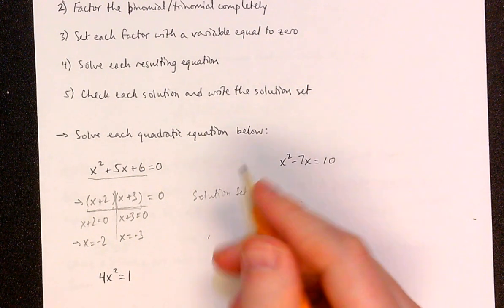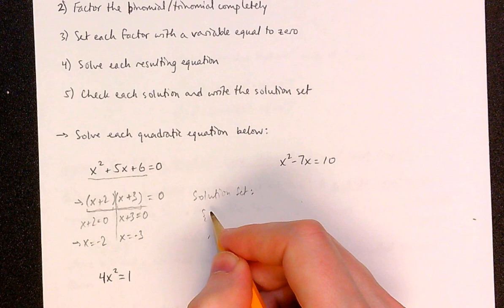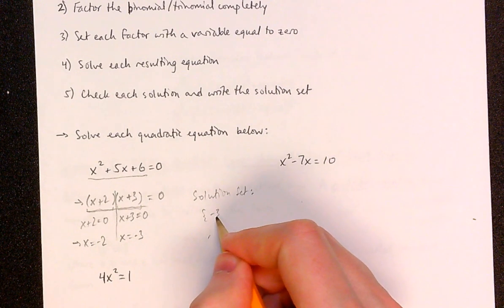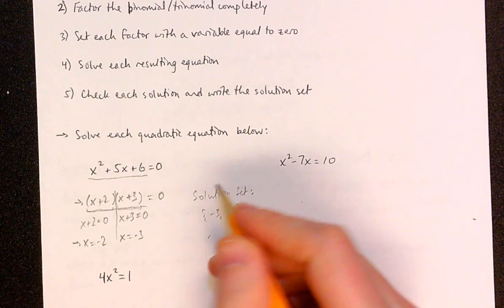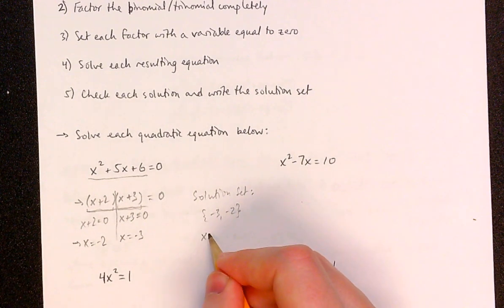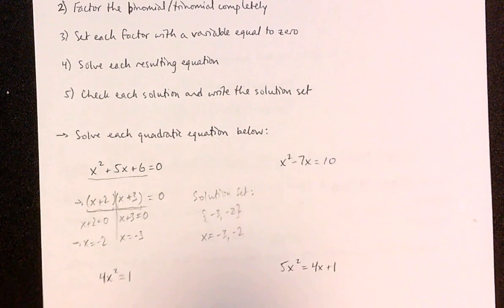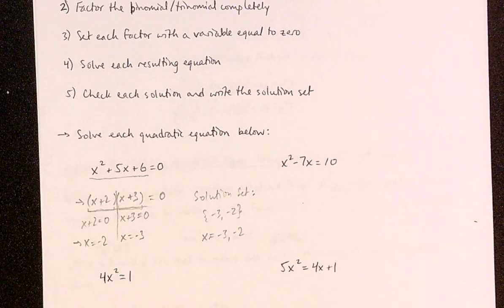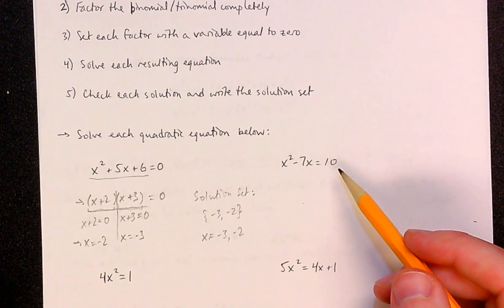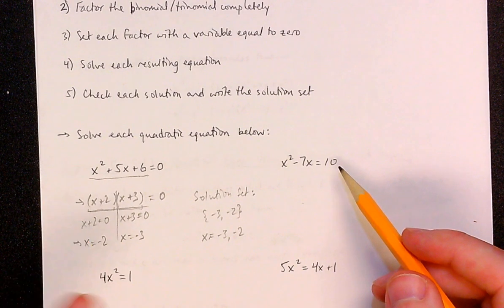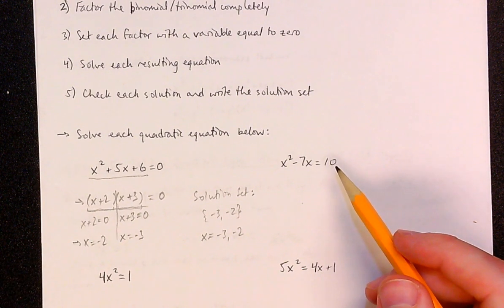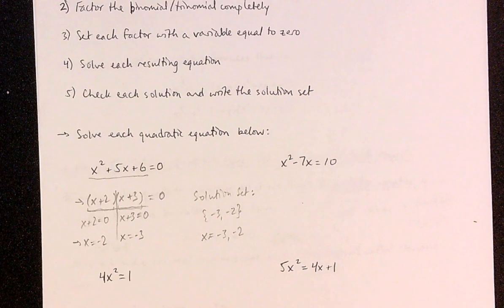So the solution set, you could just put the values inside of set brackets, or if this were being handwritten, I would have no problem with you saying x equals -3, comma, -2. This one here is very similar to this one, so I'm going to let you try that one on your own. Let's go down to 4x squared equals 1.